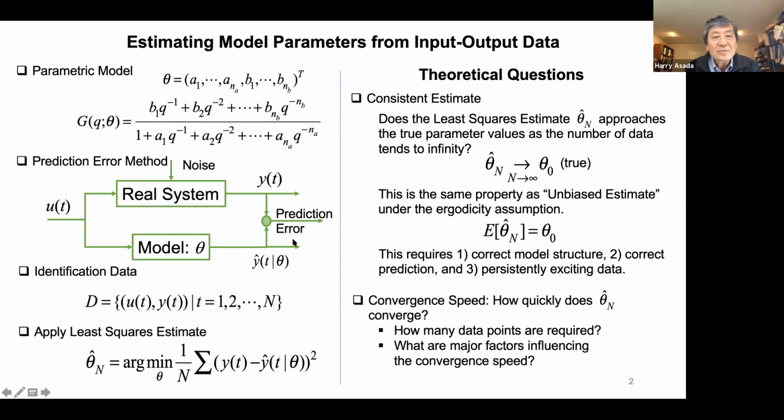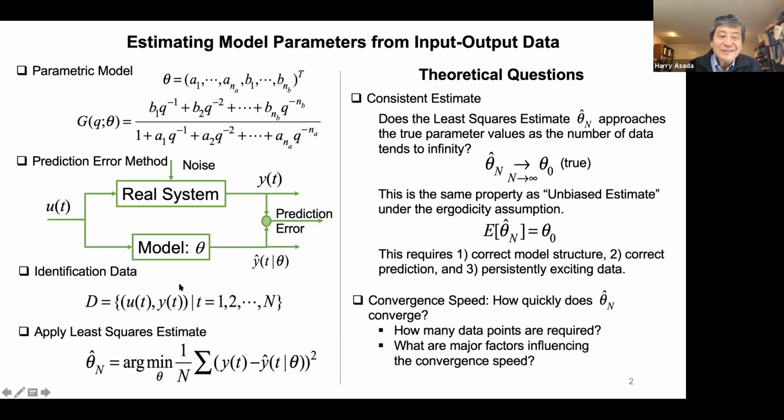The simplest case: we'd like to identify some transfer function like this, and the parameters A's and B's are things that we'd like to estimate. We use the prediction error model, and we use the identification input-output data, and then we minimize the prediction error between the actual measurement y(t) and the predicted value from here, right? So now this is very broad.